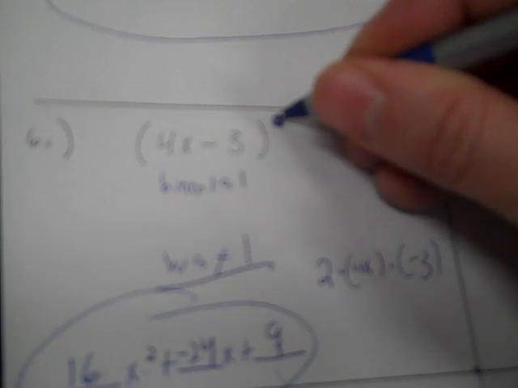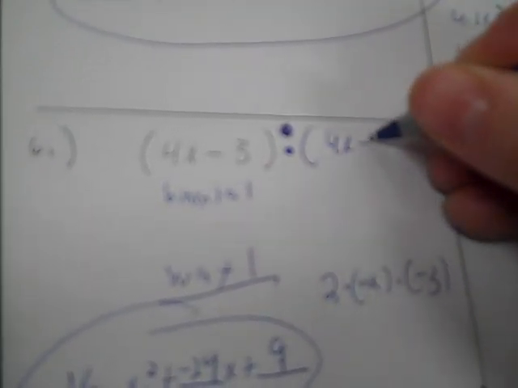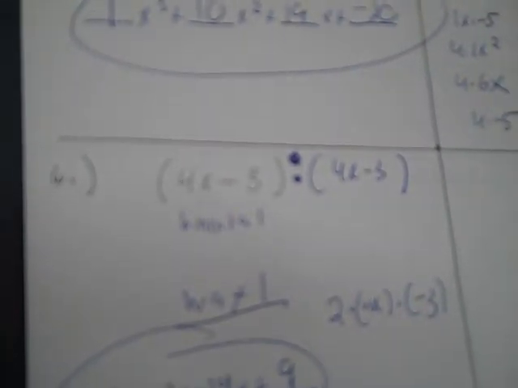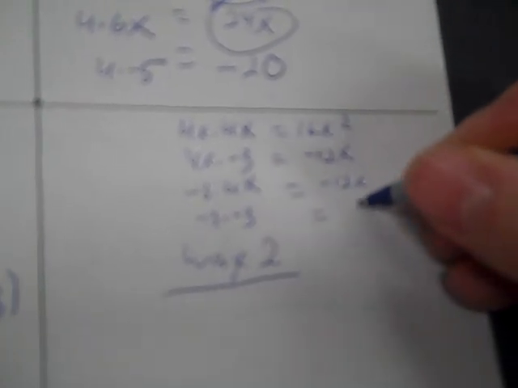Now, here's the second way. Delete your 2 and just make another parentheses the same way, okay? And then do your multiplying. So 4x times 4x, 4x times negative 3, negative 3 times 4x, and negative 3 times negative 3. So that's 16x to the second, negative 12x, negative 12x, and 9.